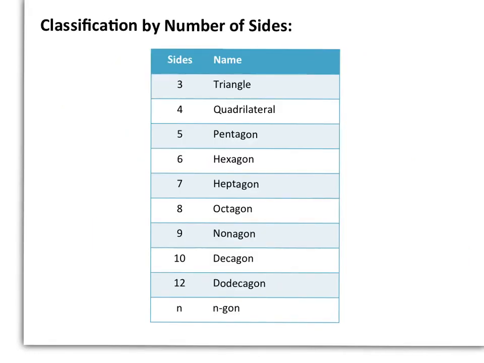Here are some of the names for classifying polygons by the number of sides. You need to be familiar with these. So remember, a triangle has 3 sides, quadrilateral has 4, pentagon 5, hexagon 6, heptagon 7, octagon 8, nonagon 9, decagon 10, and dodecagon 12. After 12, we just say an n-gon. It's like a 13th gon, 14th gon, and so on.